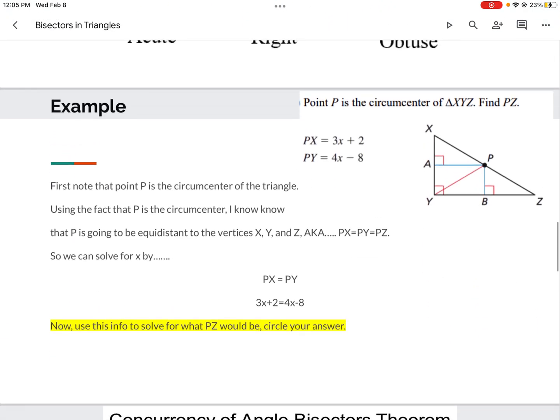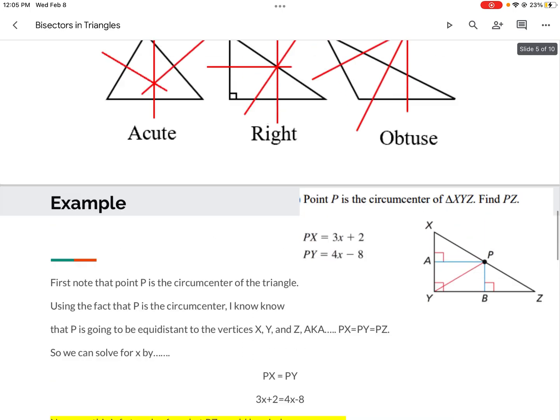So let's look at an example. Our example states that P is the circumcenter of XYZ. Now we want to find what PZ is. So what do we know about PZ? What do we know about these distances to the vertices?